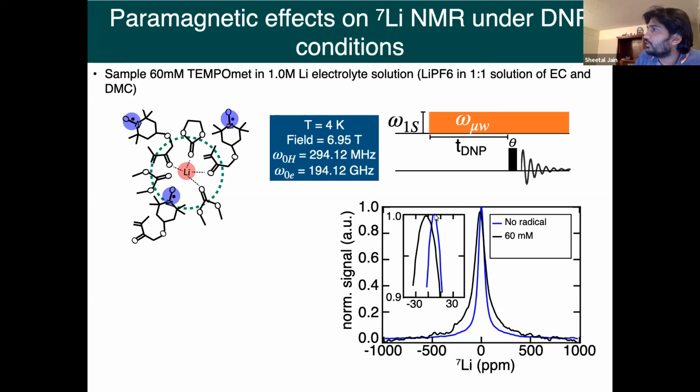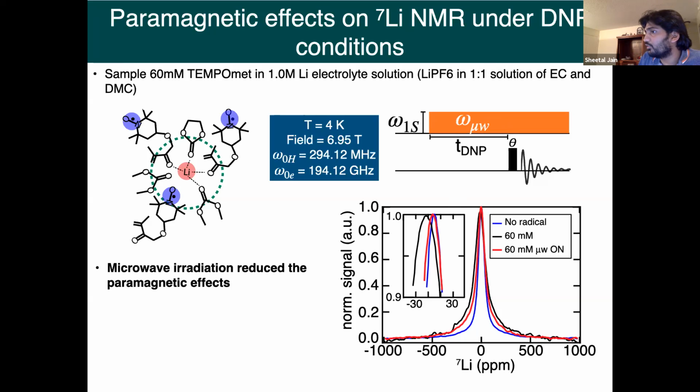Now, to our surprise, when we try to do this DNP, which means we irradiate microwaves for a build-up time TDNP, which is around 60 seconds, and then we record the DNP enhanced NMR signal, what we observe is that there was signal enhancement, but I'm showing here the normalized signal to highlight the fact that the lines are narrow. The lines become narrow now, and the chemical shift reversed back towards the original position. So this raised the question: is it some kind of reversal of paramagnetic effects caused by the microwave irradiation?